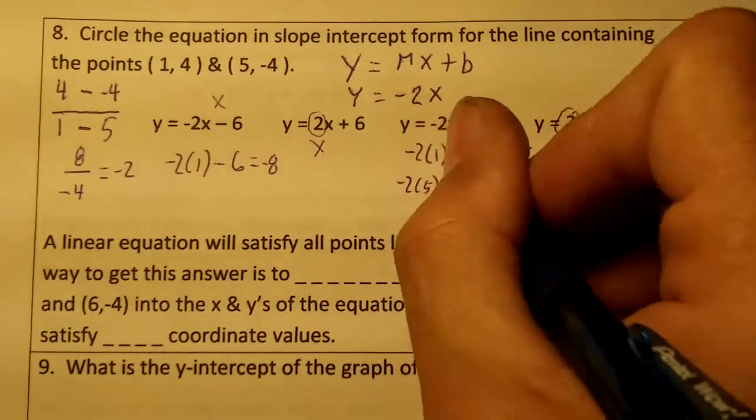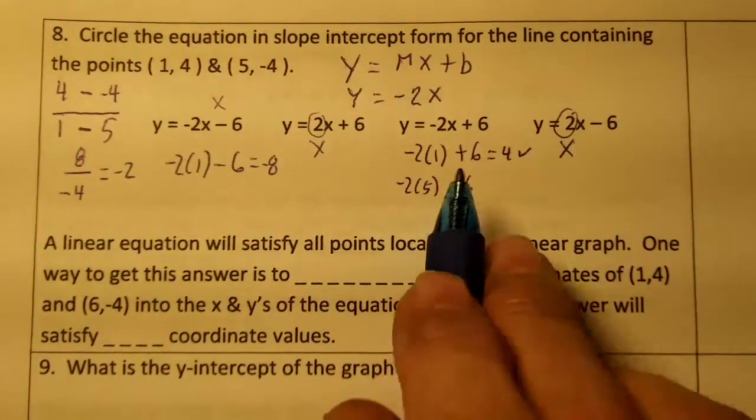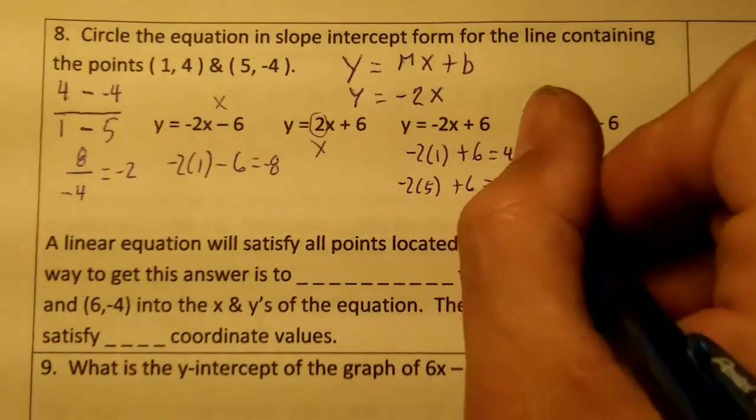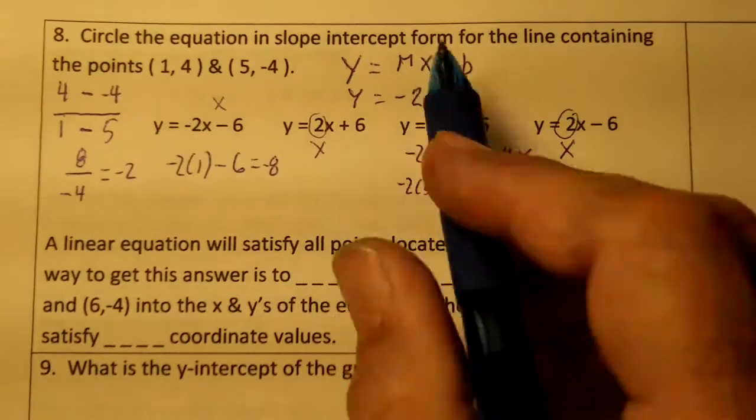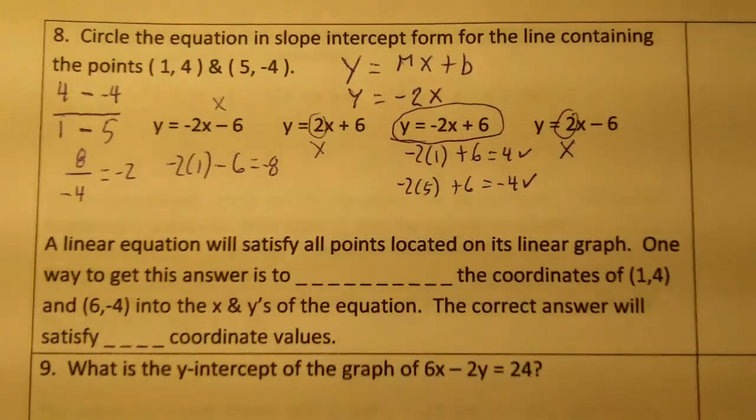-2 times 5 plus 6. -2 times 5 is -10. -10 plus 6 is equal to a -4. That checks. So this equation right here is going to be that in slope-intercept form.